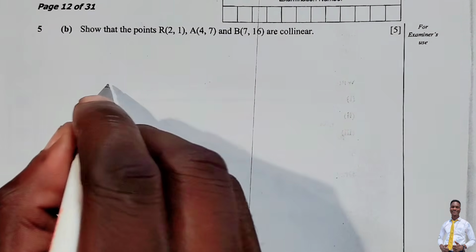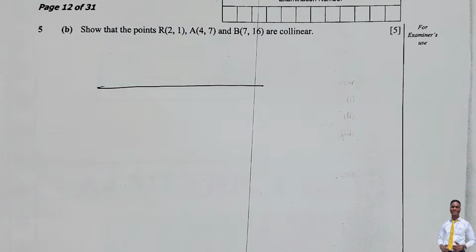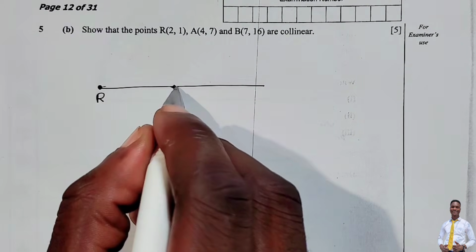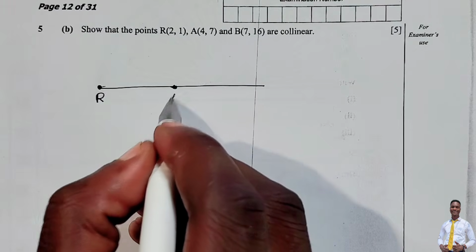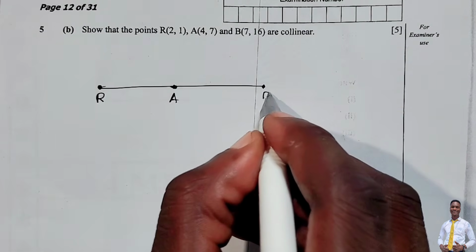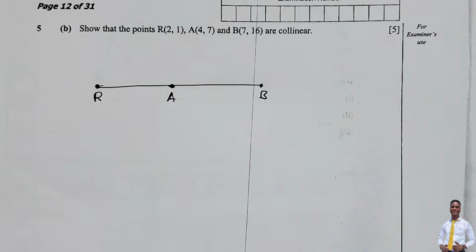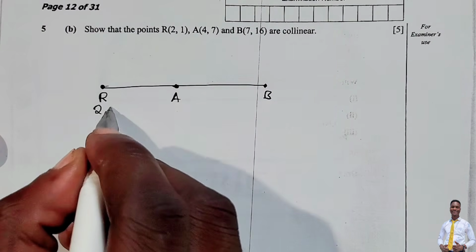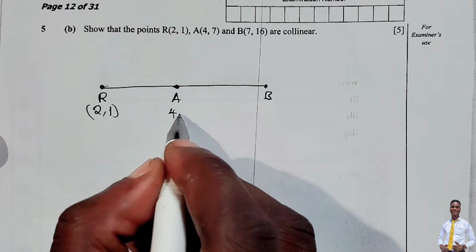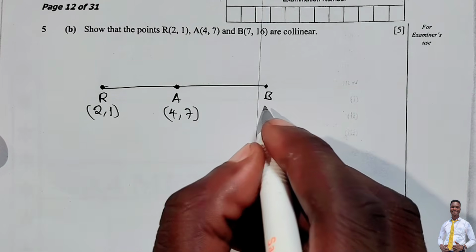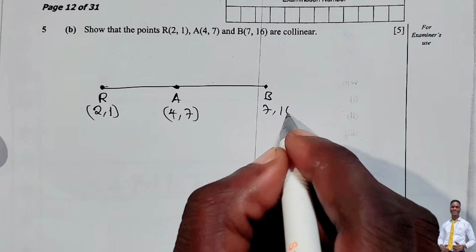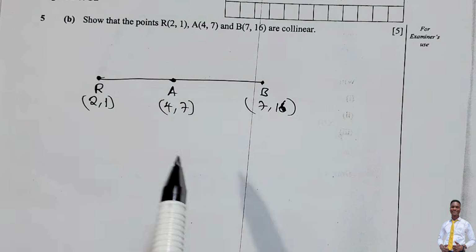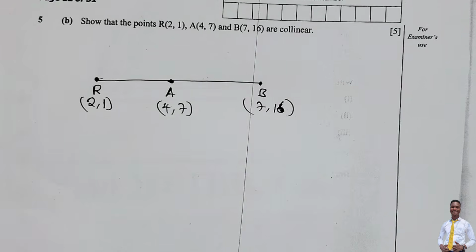Let me just draw a simple line here. So we have 3 points. We have point R here, and let's put the others as point A and point B. We are given the coordinates: here they are 2, 1, here we have 4, 7, and here we have 7, 16. These are the coordinates. Now we want to show that these are collinear. How do you do that?